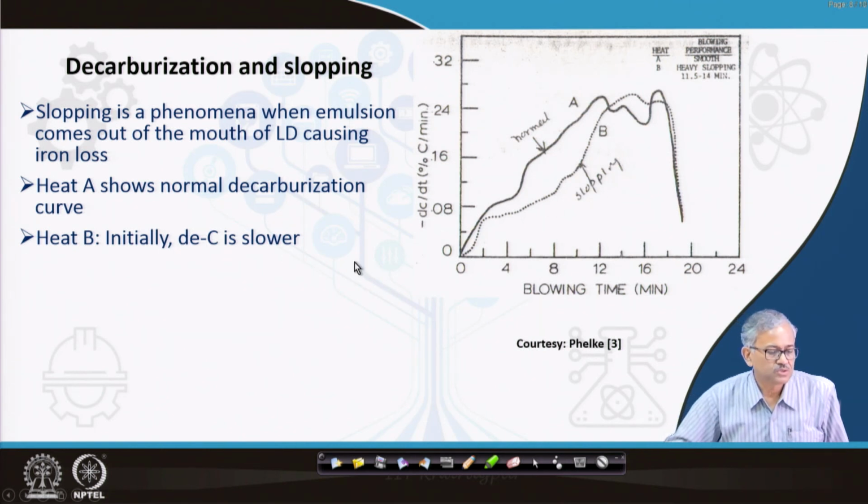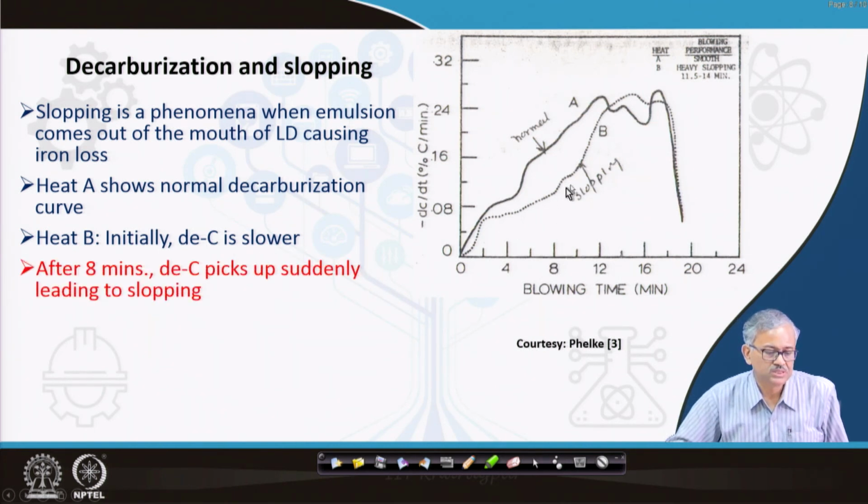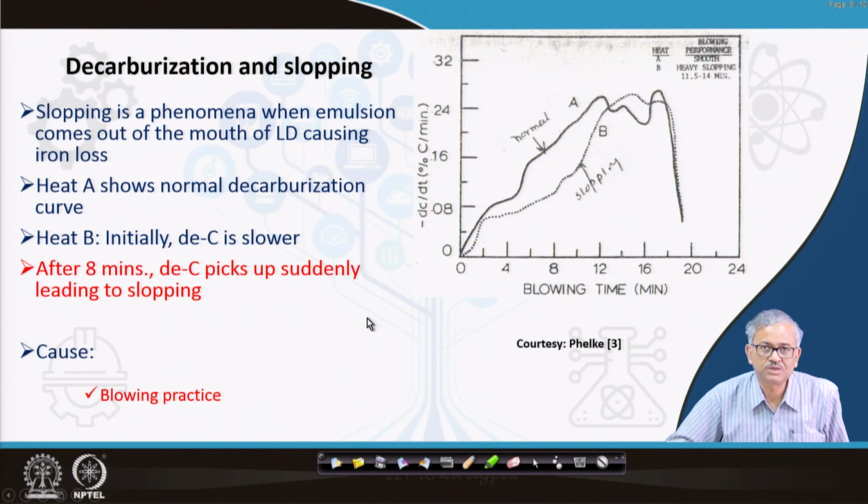So, as I said, in case of heat B, decarburization is slower initially and then after 8 minutes decarburization picks up suddenly leading to sloughing. And the reasons are, one is the blowing practice, because here you can do a hard blow suddenly, you want to remove the carbon first, you can do that, but if you want to do it fast, it will not be fast, but you can lead to sloughing.